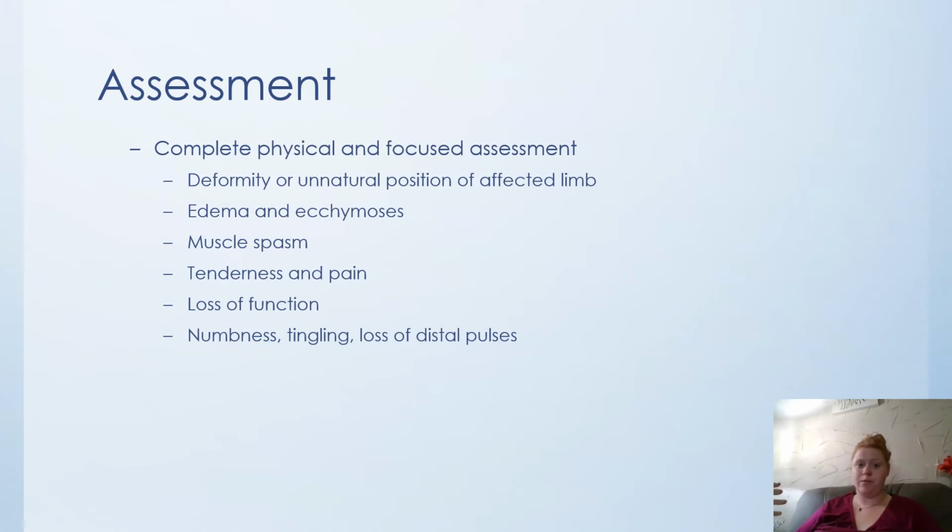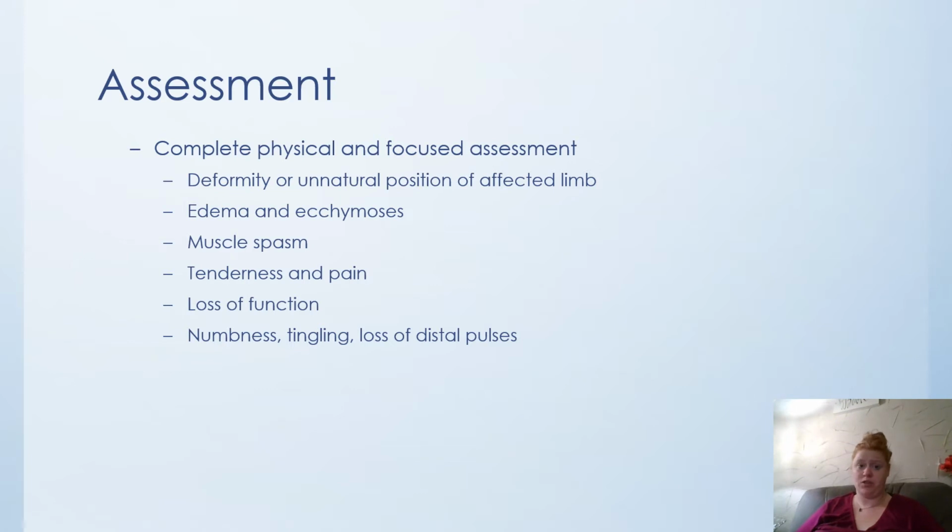Then we're going to do a complete head to toe. What we're going to be looking at is deformity or unnatural position of that limb. So if they say their right hip hurts, we're going to focus on their right limb. Is there any edema or ecchymosis? Is there muscle spasm? Do they have tenderness and pain? Have they lost function at the site or below it? Do they have any numbness and tingling, maybe a loss of the distal pulses? Some other things you might see are pallor and cool skin distal to the injury.